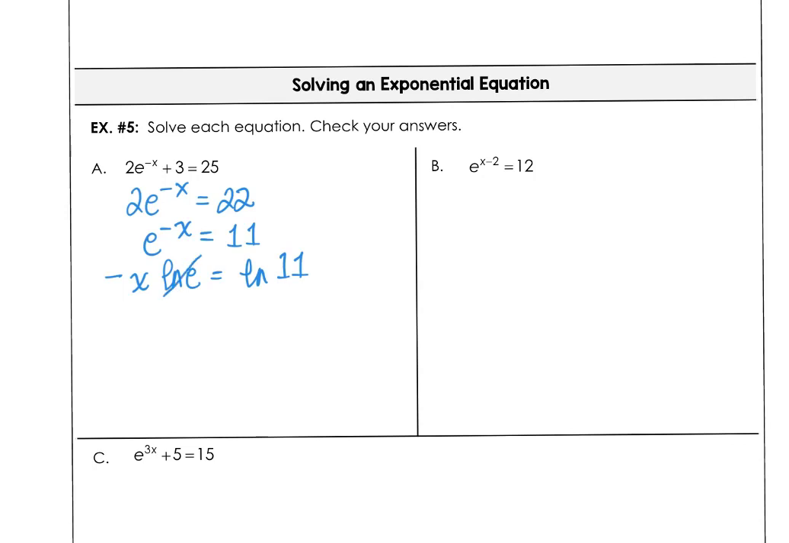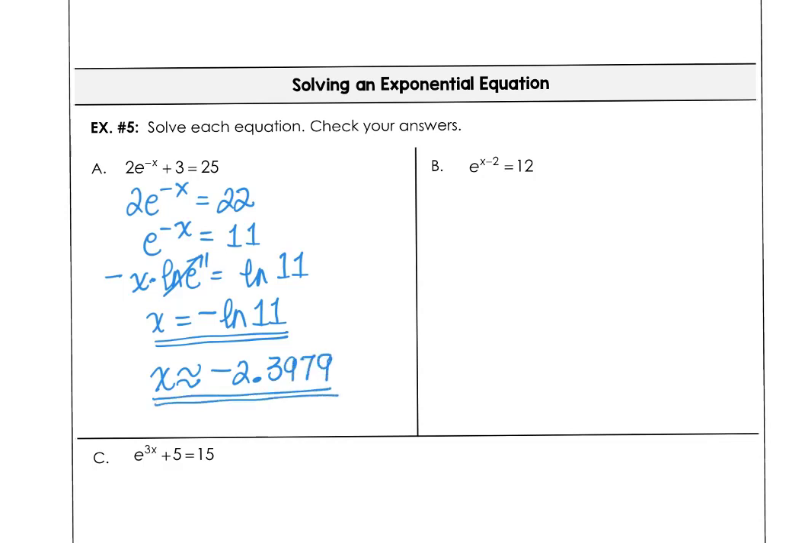But natural log of e is just 1. So we have negative x is equal to natural log of 11. So x is equal to negative natural log 11. That's our exact answer. And if you need the approximate answer with your calculator, negative 2.39 or 2.40 hundredths is an approximate solution.